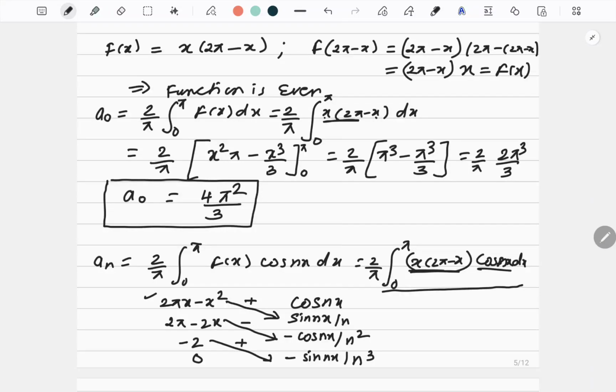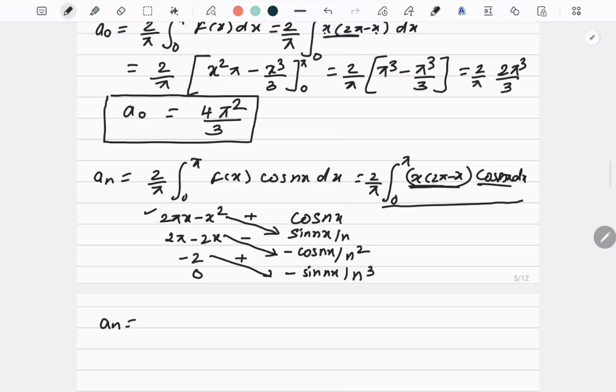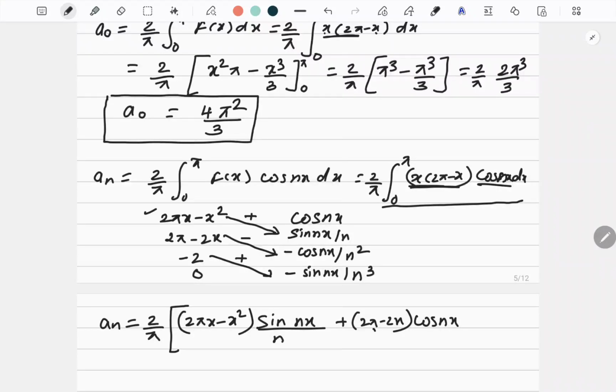Plus, minus, plus. So now the integral value is, my an is equal to 2 by pi, which is already sitting there. In place of that integral I will write this. The first arrow tells me to write (2 pi x minus x square) into sin nx upon n. Remember, this upon n is not the theta, it is the whole thing upon n. Then minus minus plus (2 pi minus 2x) cos nx upon n square. Then minus minus again plus 2 sin nx upon n cube. And the limit is 0 to pi. And as I told you, at both 0 and pi the sine terms become 0 when you put pi or 0.